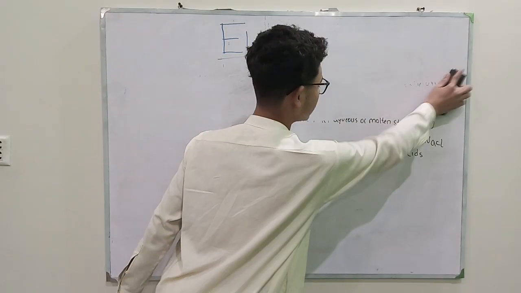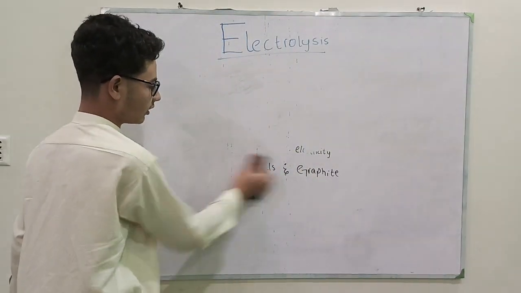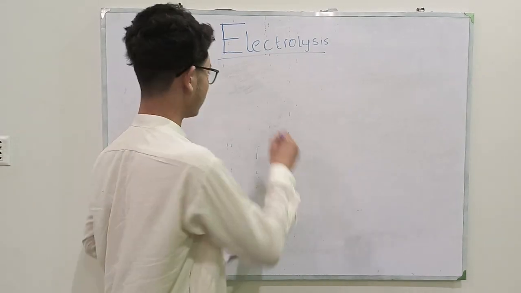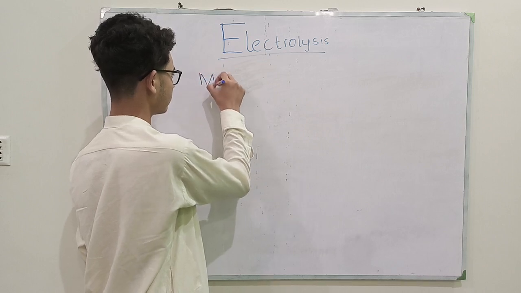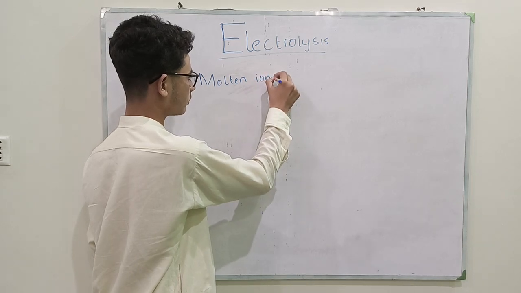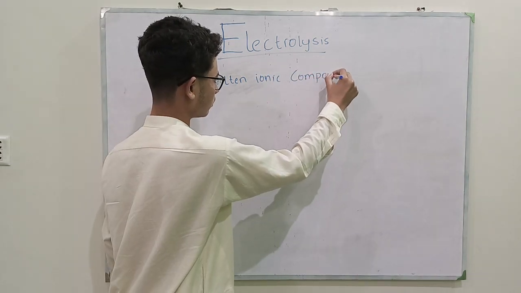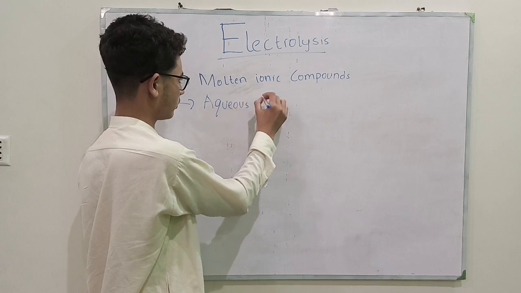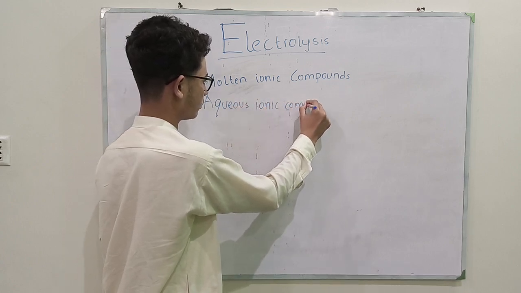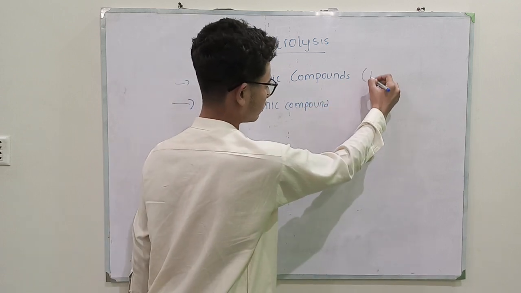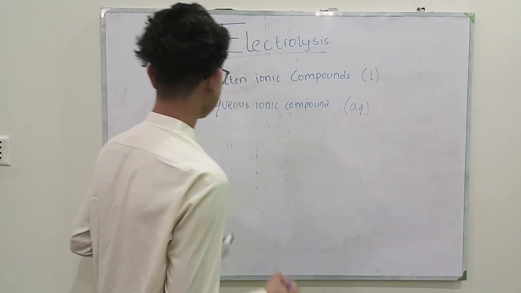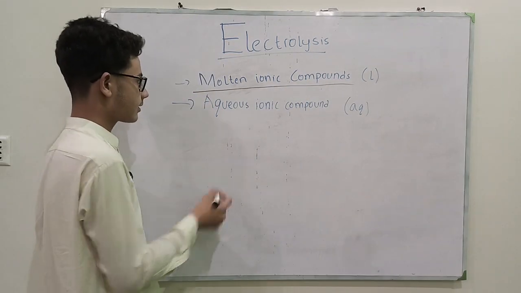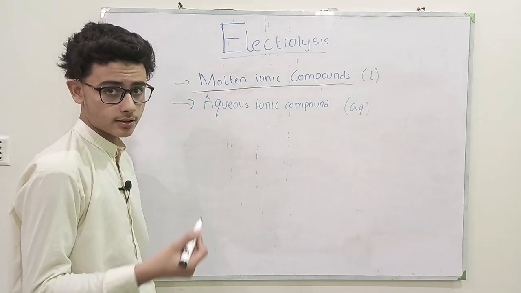Now let's look at the electrolysis of molten ionic compounds. Basically, we have two types of compounds, molten ionic compounds and aqueous ionic compounds. The molten we denote with L, and the aqueous is denoted by AQ. So we will be discussing the molten ionic compounds first. So let's look at how the electrolysis of molten ionic compounds takes place.